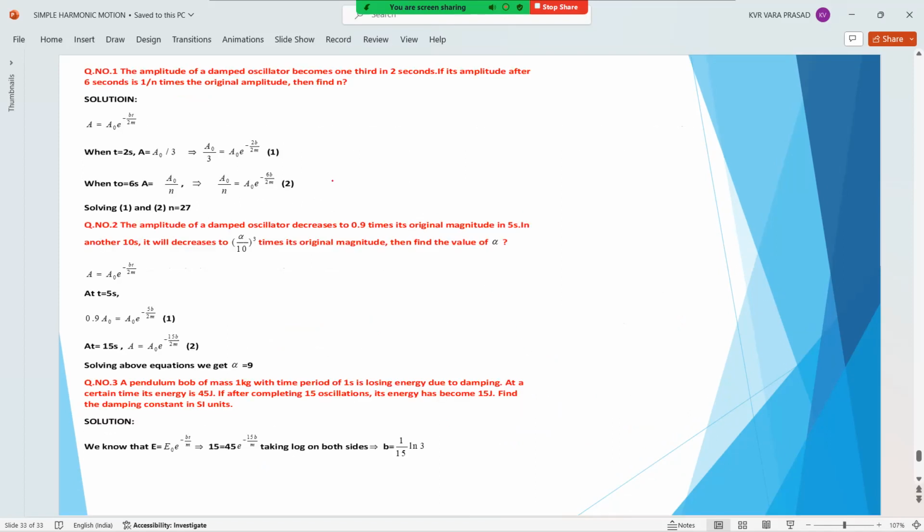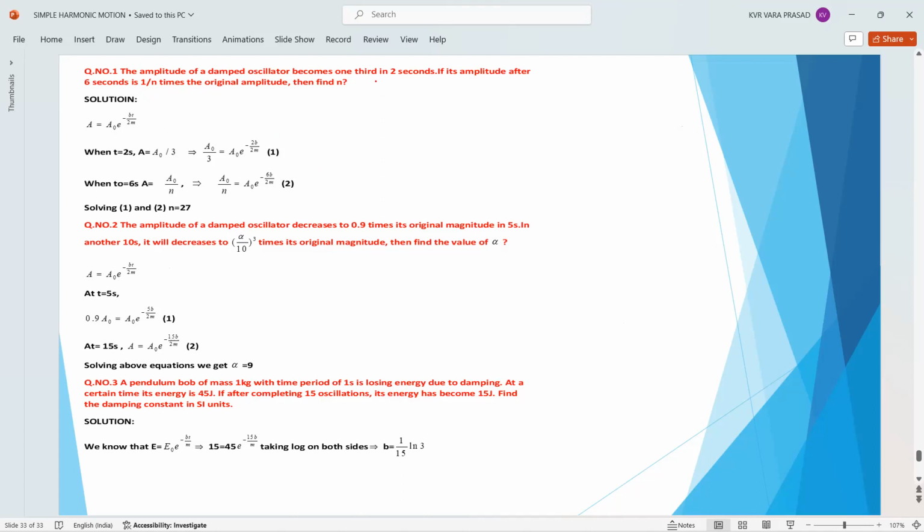Right. See question number 1. The amplitude of a damped oscillator becomes 1/3 in 2 seconds. If its amplitude after 6 seconds is 1 by n times the original amplitude, then find n. So he is speaking regarding amplitude after some time.